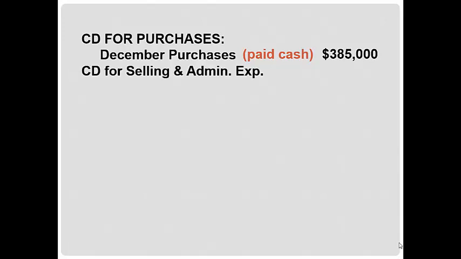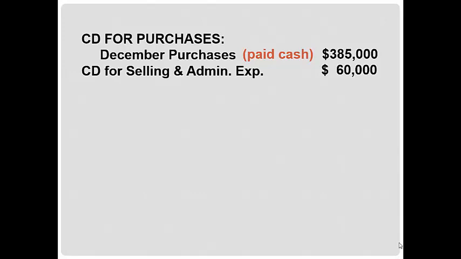Our cash disbursements for selling and administrative expenses will only include the $60,000 of selling and administrative expense. It will not include the depreciation expense because that is a non-cash expense. So be sure to note that depreciation was given separately in this problem, and it is deducted to get net income, but it is not part of your cash disbursements.